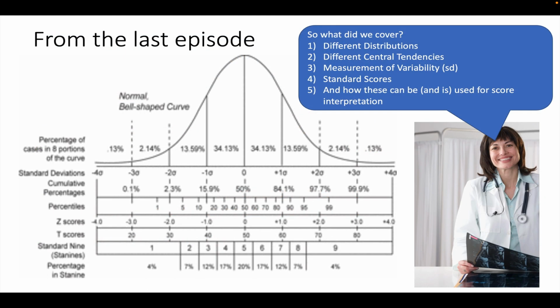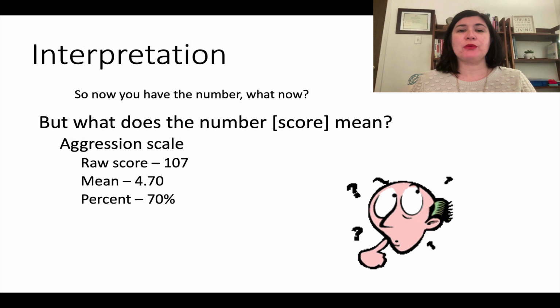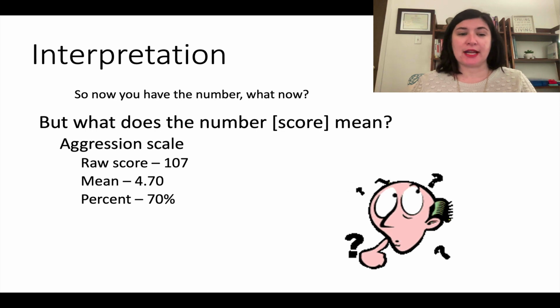So if you remember in the previous module, we covered different distributions, the central tendencies like mean, median, and mode, measurement variability like standard deviation, standard scores, and how this information is used for score interpretation. So let's say that you have an assessment tool and you receive a score or a total for that score in the assessment tool. What does that mean? What does the number or the score mean for you and your client?